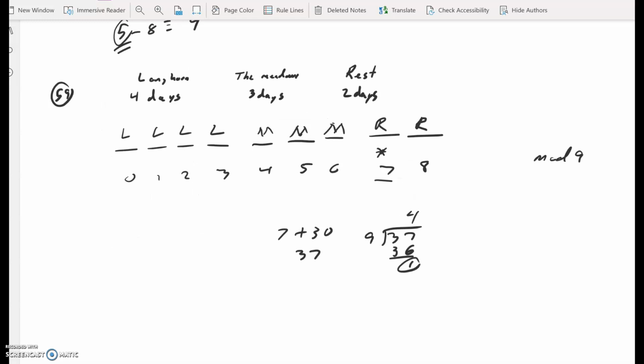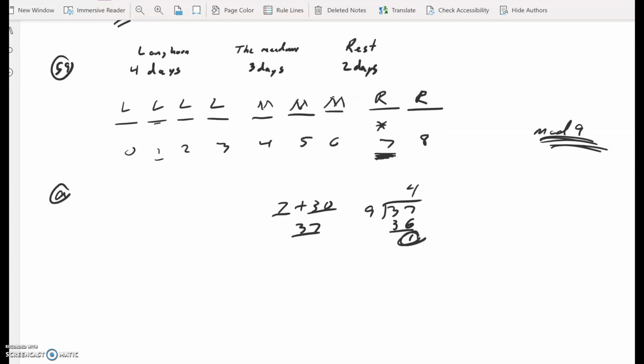So 4 days at Longhorn, 3 days at the Meadows, 2 days of rest. I've numbered those, the first kind of week, so to speak, of work as 0 through 8, so I'm in mod 9. So we're told it's the first day of rest, so we're on this day 7. So day 7, part A says 30 days from today, so day 7 plus 30 would be 37 days. And I'm figuring out what the remainder is when we divide by 9, because this is modulus 9, and the remainder is 1, which is here, which means he'll be working at Longhorn. So A is Longhorn.